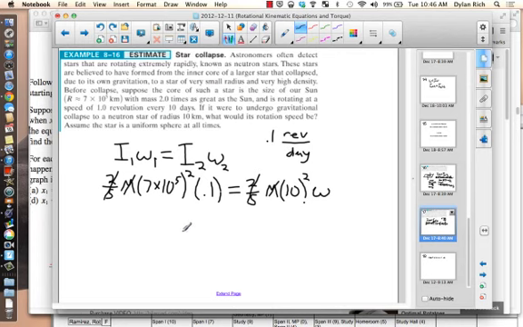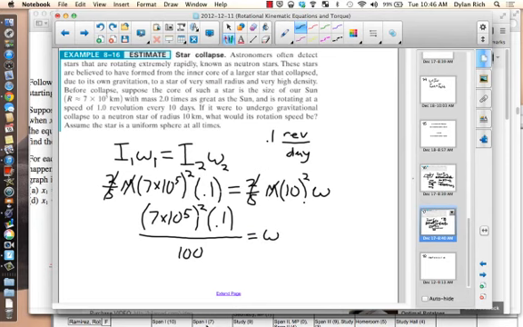Okay, so the answer is 7 times 10 to the 5th. But the answer will be in kilometers. The answer is going to be in revolutions per day, because this answer right here is in revolutions per day. Times 0.1 divided by 100. 10 squared is 100. That's going to be my new omega.